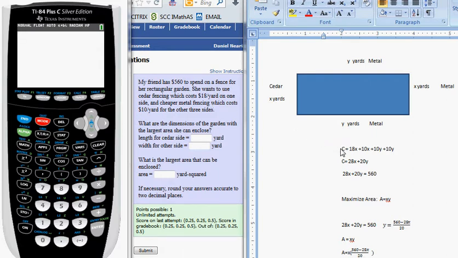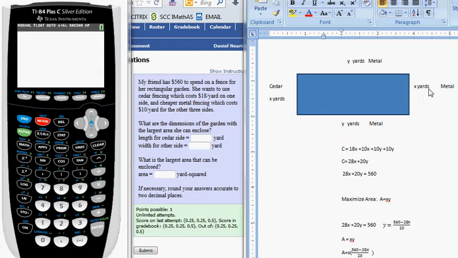If you wanted to write a cost function, C, shown here, you'd have to figure out how much it costs to build all four sides of the fence. So let's take the cedar side, for example, which costs $18 per yard. So it costs $18 per yard times the number of yards, which is X, and that would give you the cost of making the cedar fence. So that would be 18X.